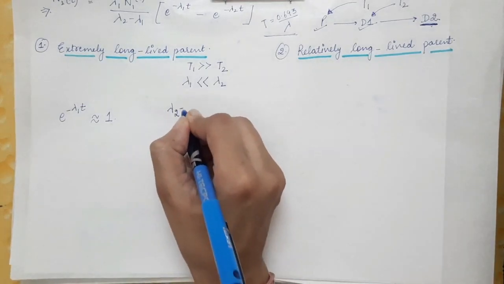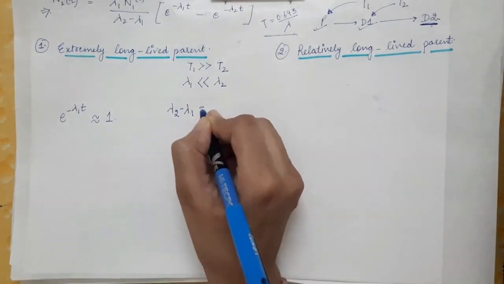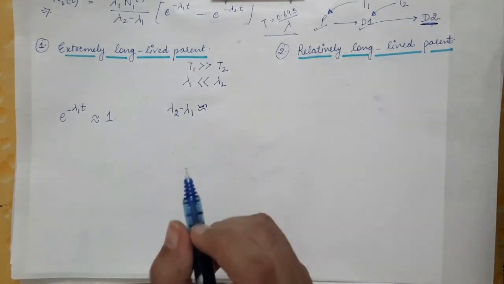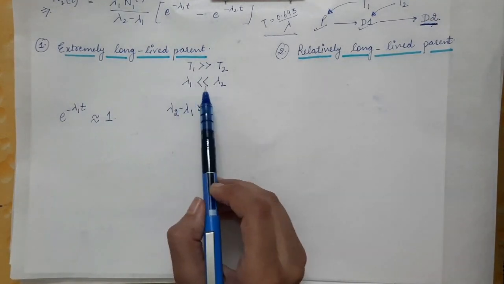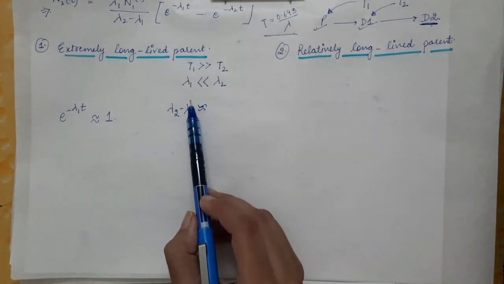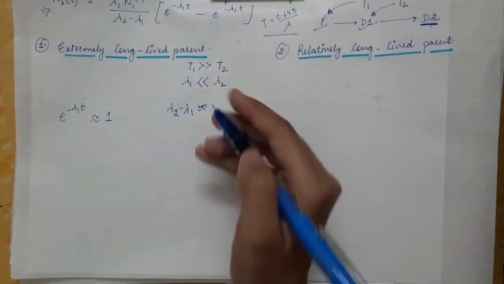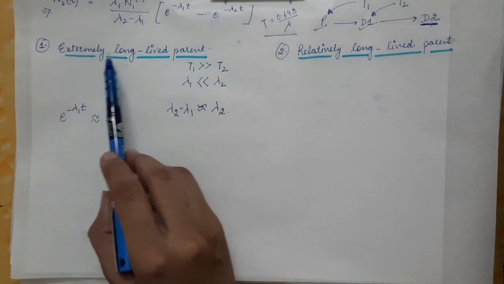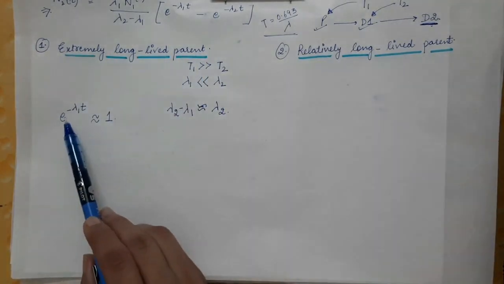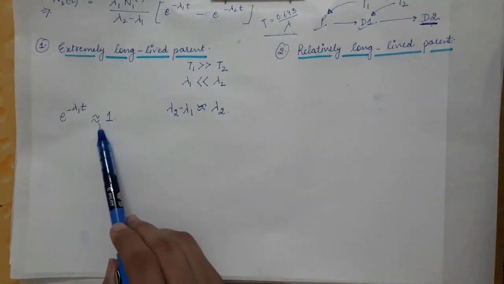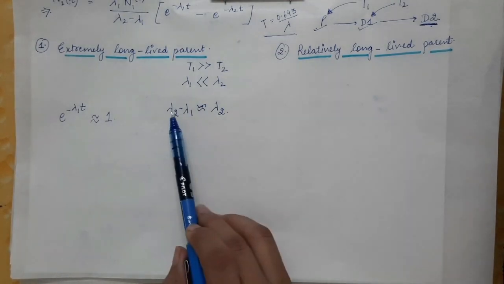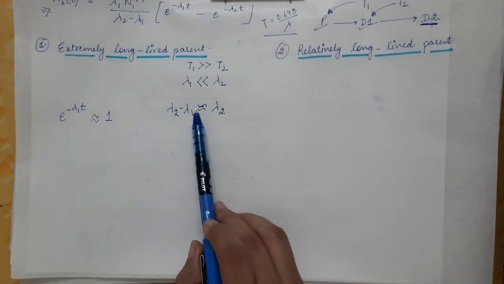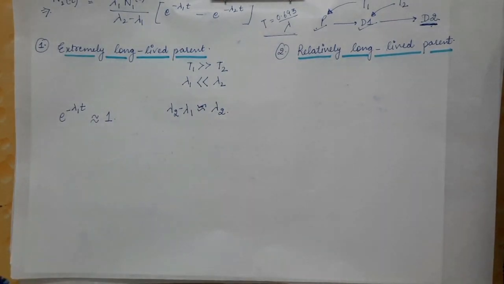So λ2 minus λ1, what will it be? This can be approximately put equal to... λ1 is very small, so it can be ignored. So this will be approximately equal to λ2. So for the case of an extremely long lived parent, e^(−λ1 t) will be approximately equal to 1, and λ2 minus λ1 will be approximately equal to λ2.